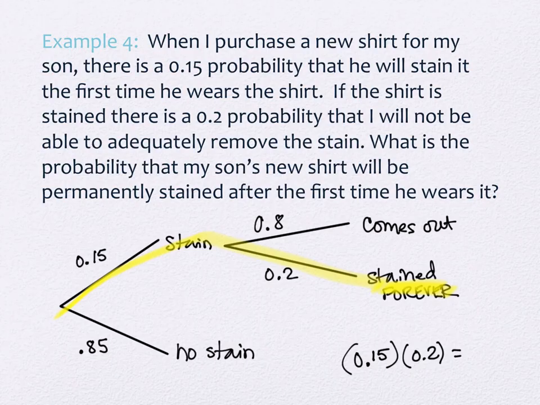Anybody have it? Thank you, Brooke. 0.03. That's like 3%. A 3% chance, which cannot possibly be true in real life for my son at that age, because he stained things a lot. But that's good. So it's 0.03 for this one. Good? Okay. The last 2 examples are both going to have tree diagrams that are more balanced than this, okay?